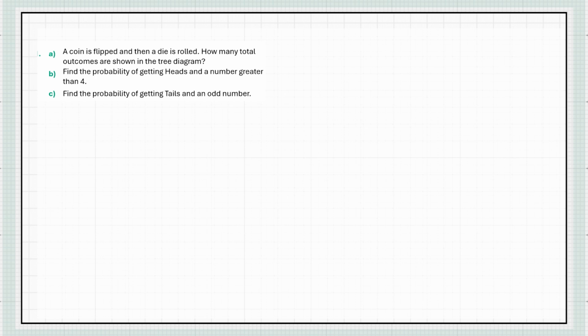Alright, welcome back. So now we're going to be looking at how we can use our tree diagrams to help us determine probability. With this particular lesson, we need to look at different events and then interpret what they mean when we come to chance events that we're interested in.